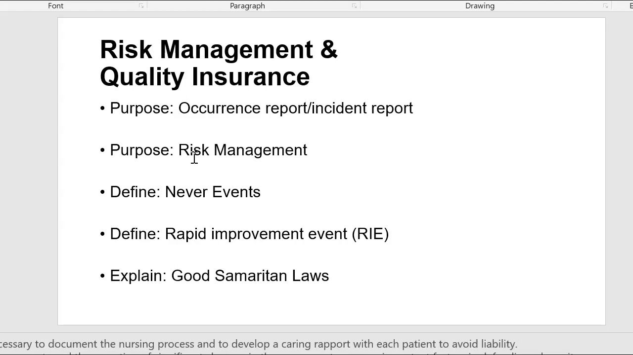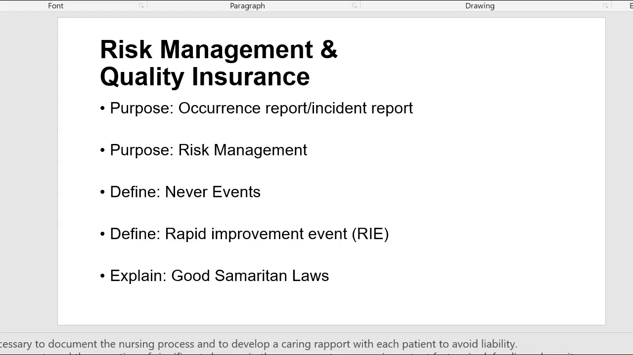So they look at possible risks, they analyze those possible risks, and act to reduce them, and then they evaluate the steps that are taken. Patient safety and improved care are the ultimate goals of risk management and quality assurance. Never events are preventable errors, which may include falls, urinary tract infections from improper use of catheters, and pressure ulcers. A sentinel event could be a wrong site surgery, also considered a never event.